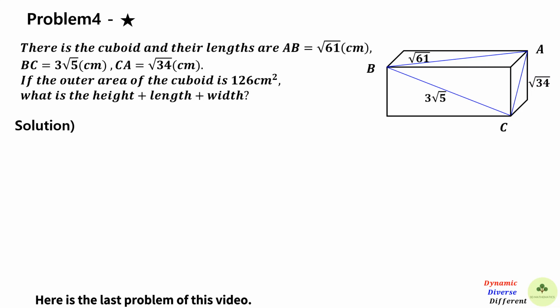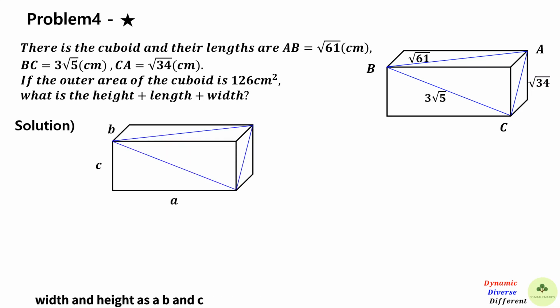Here is the last problem of this video. Let's solve it together. The problem says that there is a cuboid and the blue lines' lengths are square root of 61, 3 times square root of 5, and square root of 34. The outer area is given as 126. Let's put the length, width, and height as A, B, and C respectively.